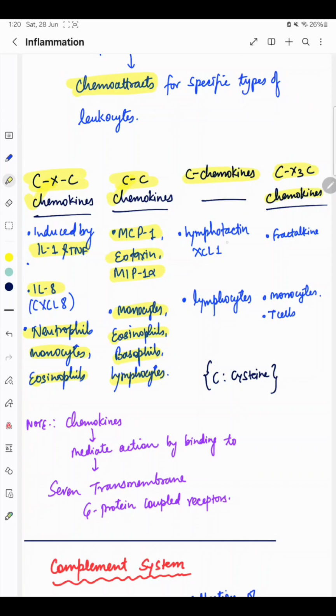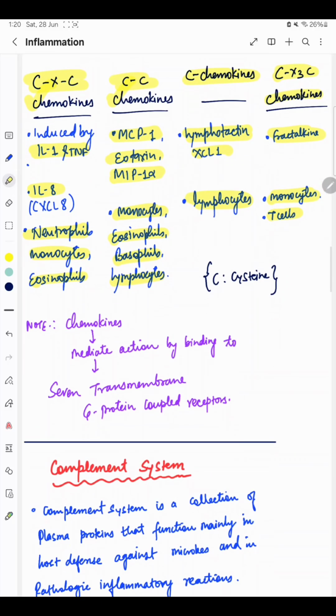C chemokine. Examples of C chemokine are lymphotactin, XCL1. They attract lymphocytes. CX3C chemokine. Example of this class is fractalkine. They attract monocyte and T cells. Chemokines mediate action by binding to G protein coupled receptor.